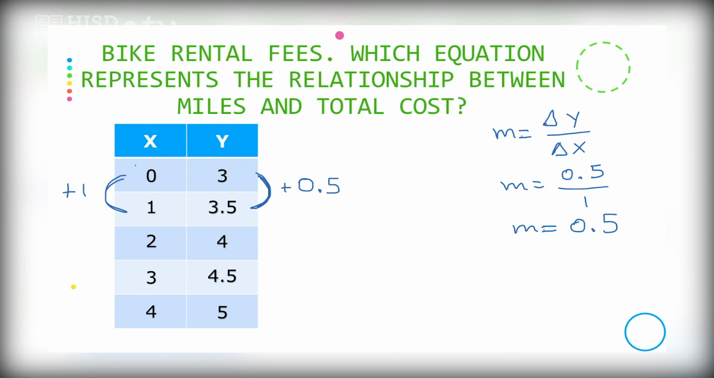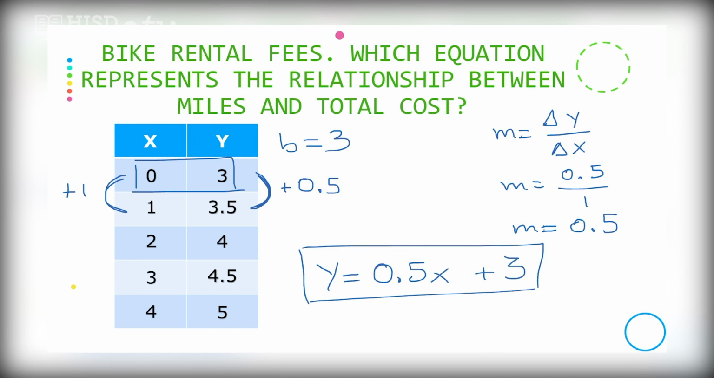And then I can find B by just looking at the y-intercept. In other words, what is the total y when x is equal to 0? So that means that in this case B will be equal to 3. So with those two numbers I can then write my linear equation, which is going to be y equals m, which we know is 0.5x, plus b, which now we know is equal to 3. And that is how you use a table to find the equation of the line.